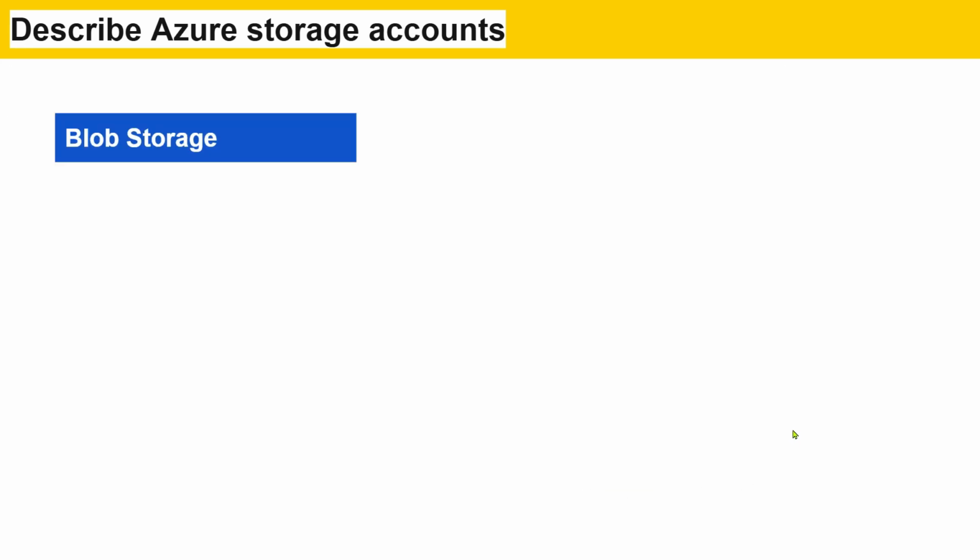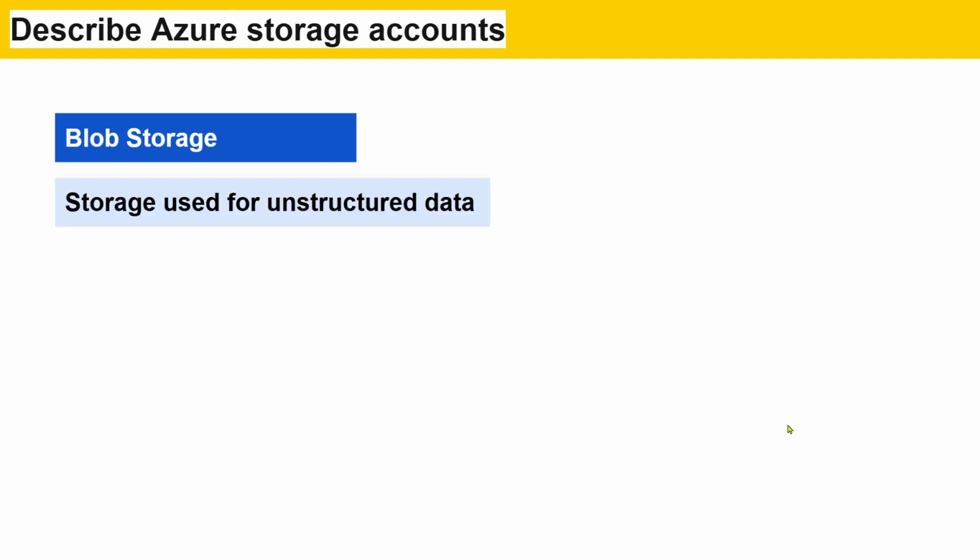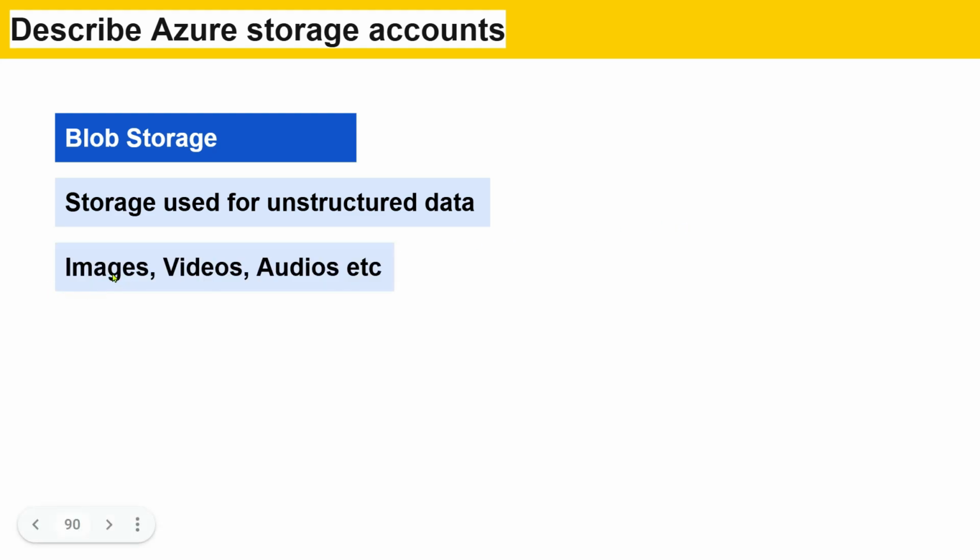The first one is blob storage. Now, what is blob storage or Azure Blob? This one is used to store unstructured data. Now, what is unstructured data? For example, images on your website, videos, audios on your application. These are all unstructured data. Blob storage is used for storing unstructured data.